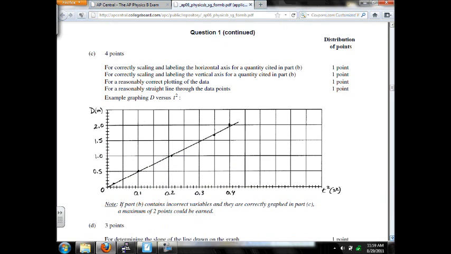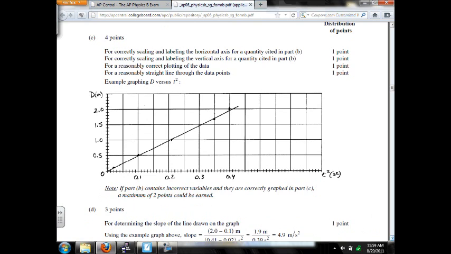Part C, 4 points. As we talked about before, make sure you always label your axis. You always scale your axis. You show what each tick mark is representing. Maybe not each one, but we're showing where point 1 is, point 2, point 3, point 4, on the vertical axis. Labeling what that represents. So the horizontal one represents t squared, measured in seconds squared. The vertical one is distance measured in meters.